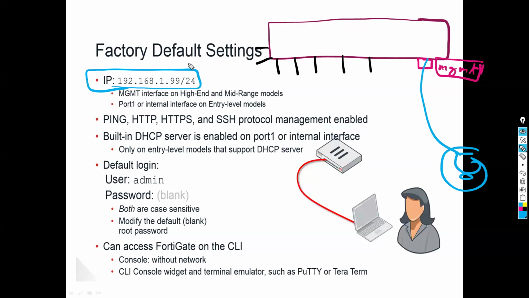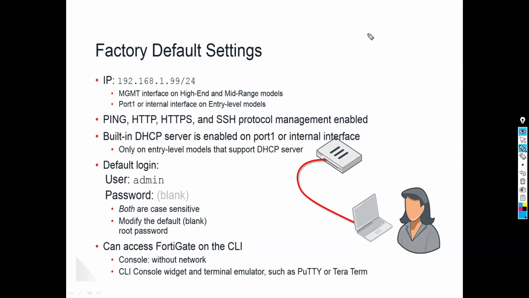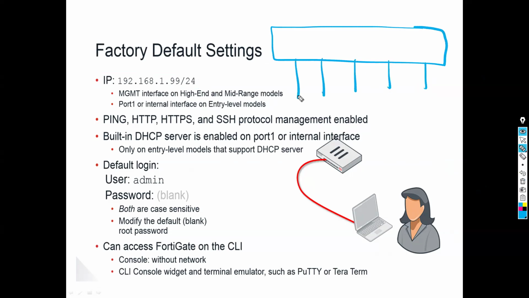But if you are working with any entry-level firewall device, entry-level model, we have only data interfaces. For example, this is port number 1, port number 2, port number 3, port number 4. So port number 1 we can use as a management port. You can use any port as a management port, no problem.